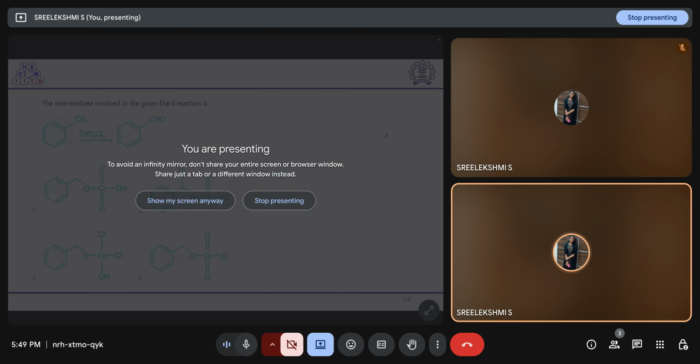Now moving to the next question: the intermediate involved in the given ITAD reaction is, so this compound upon treatment with this CrO2Cl2, we are getting this aldehyde. So this toluene is basically converted into benzaldehyde. So which is the intermediate involved in this reaction?